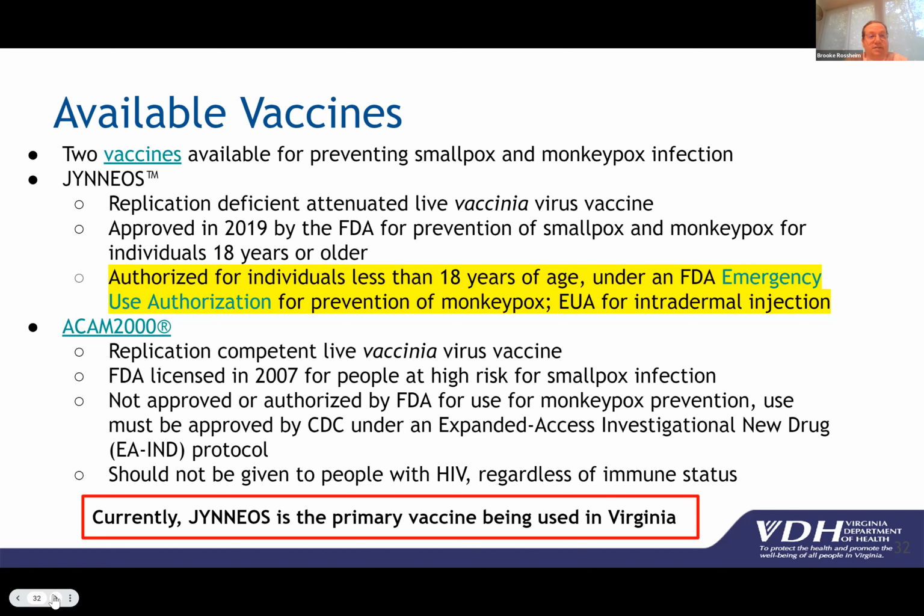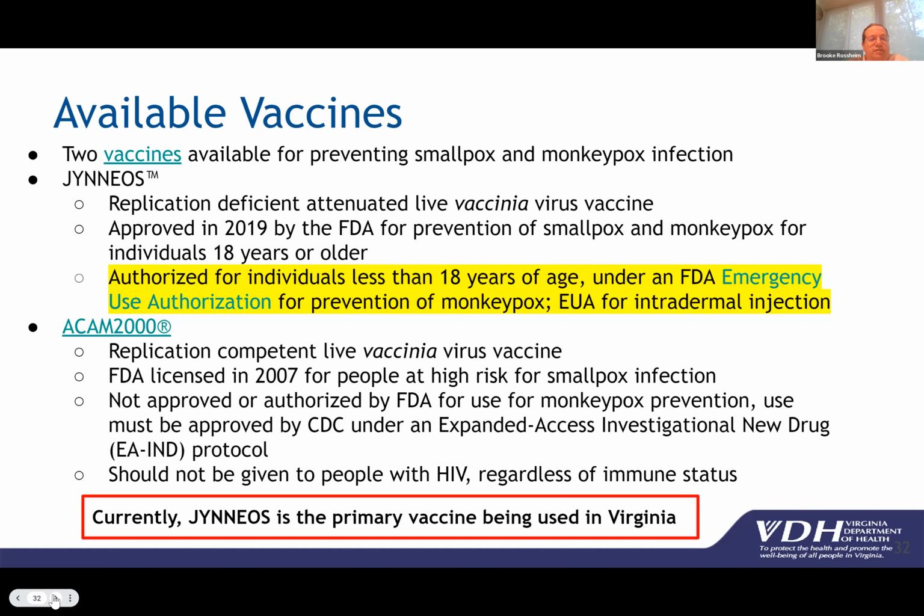It is not an intramuscular injection. What you're doing is just jabbing the skin over the deltoid. And so, people may remember the older Dryvax, which was a previous smallpox vaccine that has now been replaced by ACAM 2000.